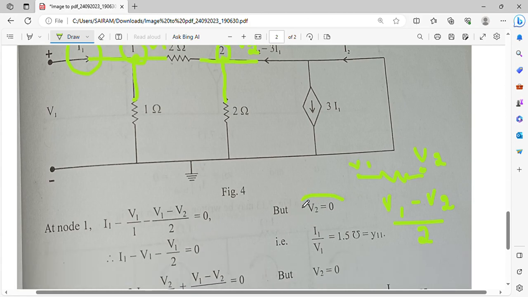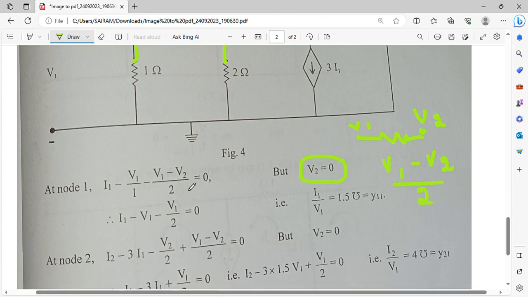Now you know that my V2 is equal to 0, right? So if I make V2 equal to 0, then 0 by 2 is 0, so I get V minus V1 by 2, which is equal to 0. That's nothing but here. So if you subtract this, minus V1 by 2, what do you get? You get 1.5, right?